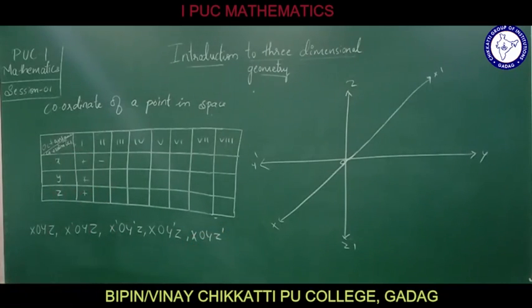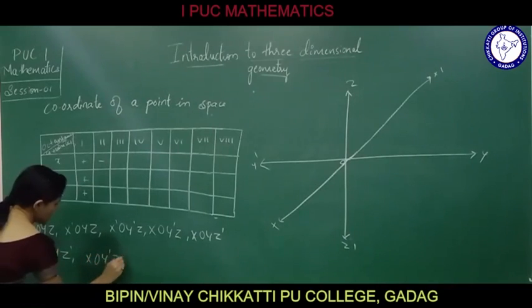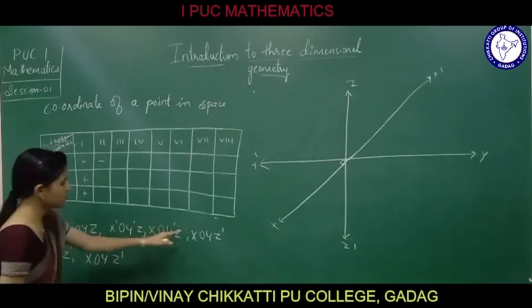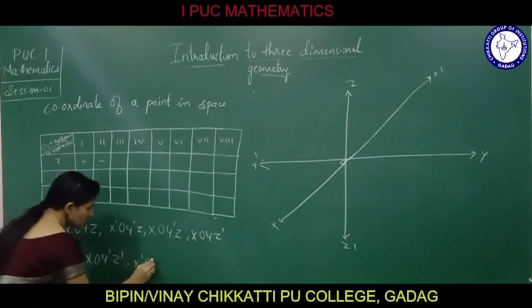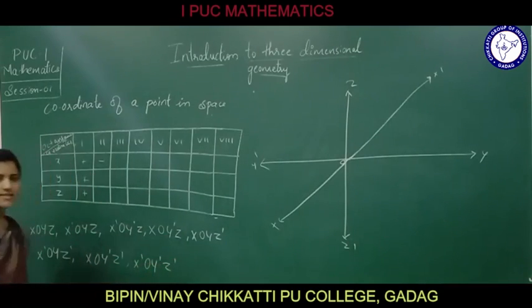Then I have X'OYZ', then XOY'Z'. 1, 2, 3, 4, 5, 6 and 7. We are left with X'OY'Z'.